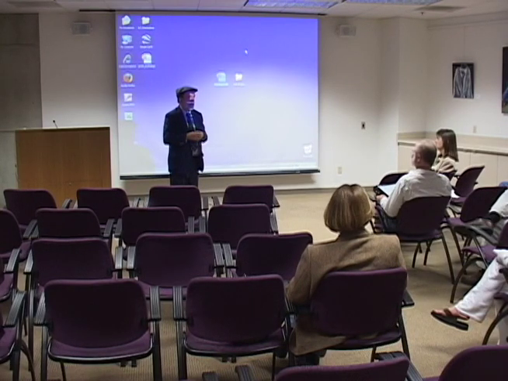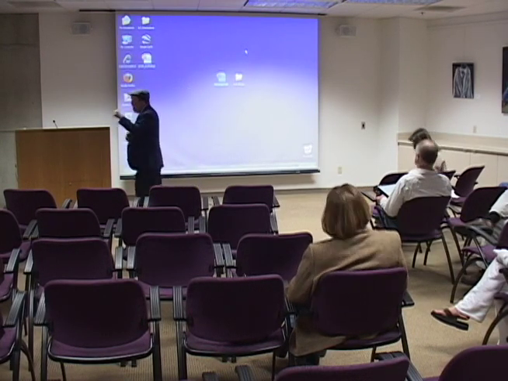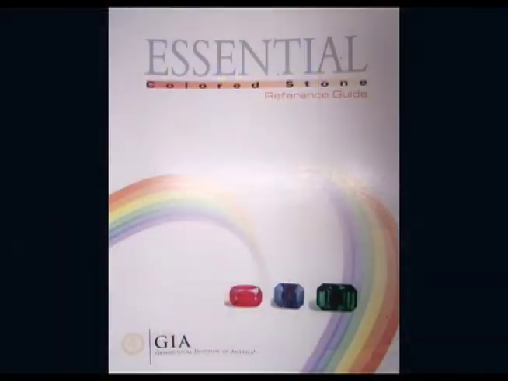Other questions? What's that book that you were just reading? This book here is the Essential Colored Stone Reference Guide. It's your major jewelry stones here. It tells where they come from, their hardness and toughness. Also mentions their care and cleaning, stability, imitations, and alternatives. What's the name of it again?